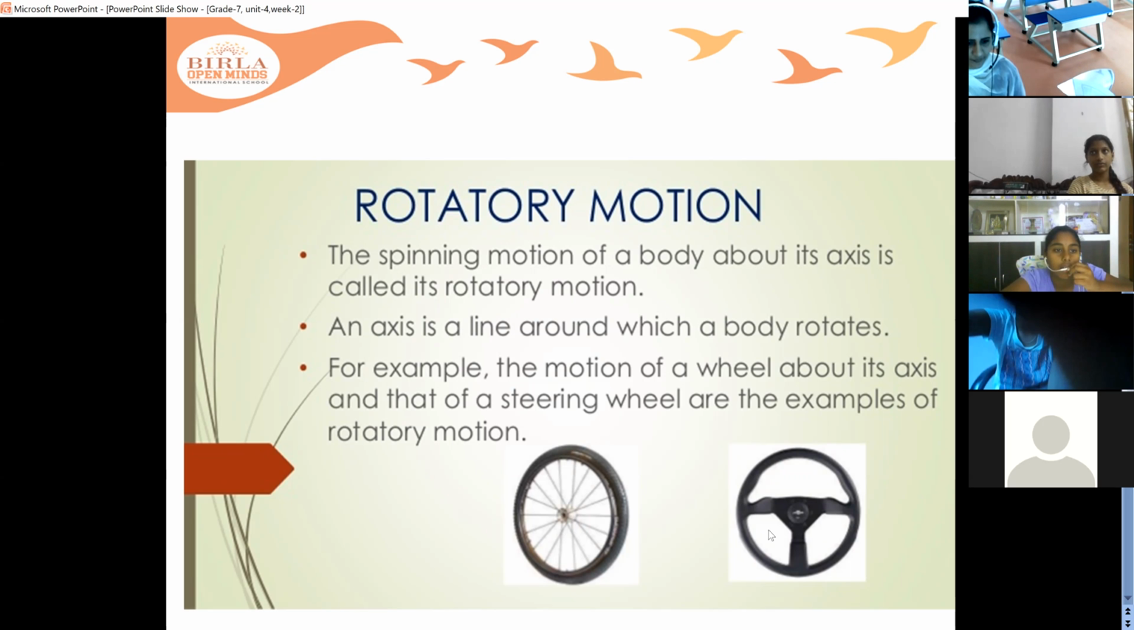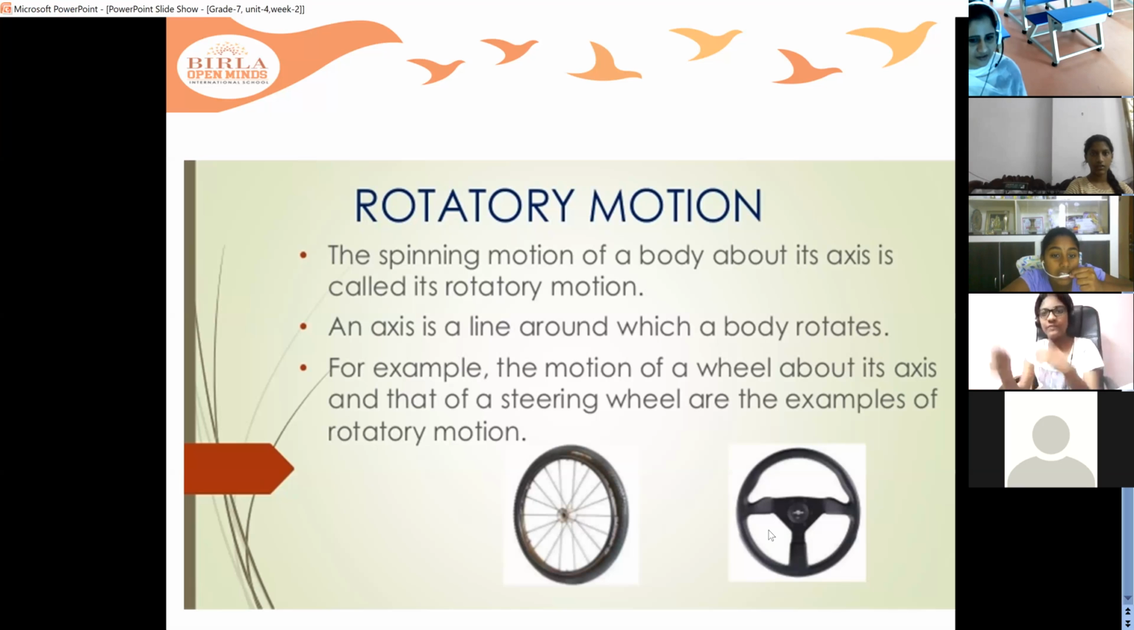We can even say the motion of the planets. Rotation and revolution of the planets about its own axis and around the sun. Yes, rotation and revolution. Wheels of the car, when we drive a car, the steering wheel, rotation motion, the steering.